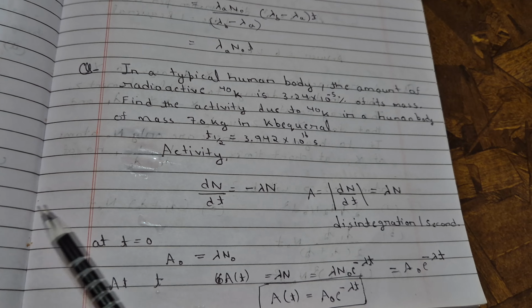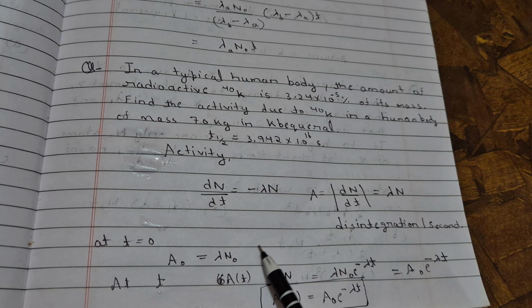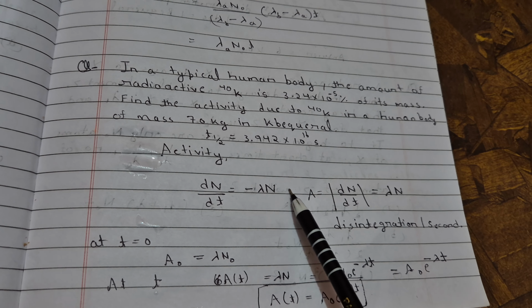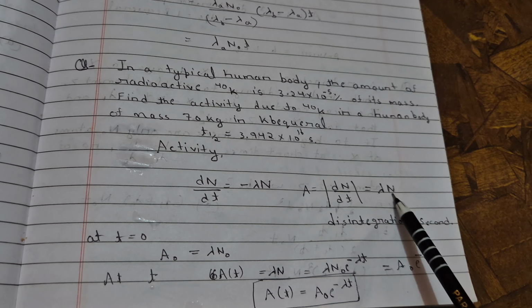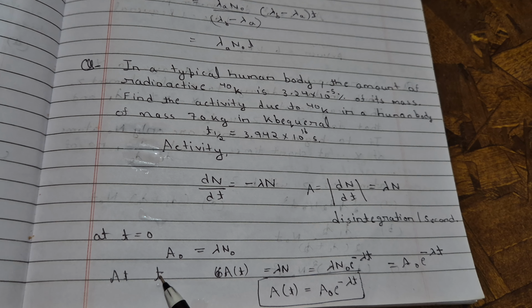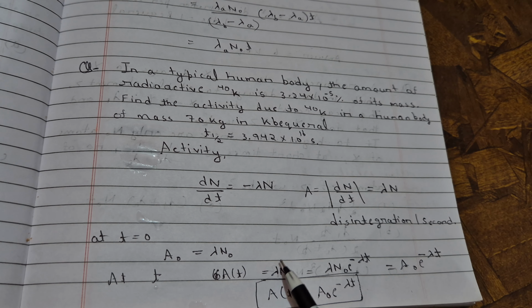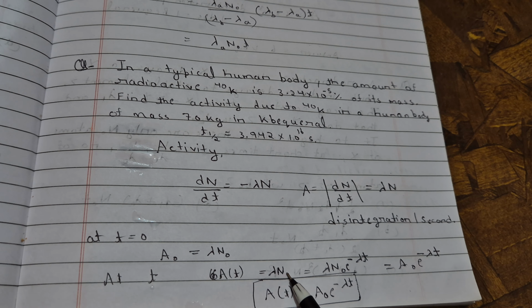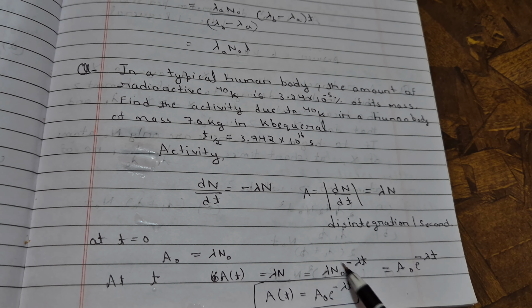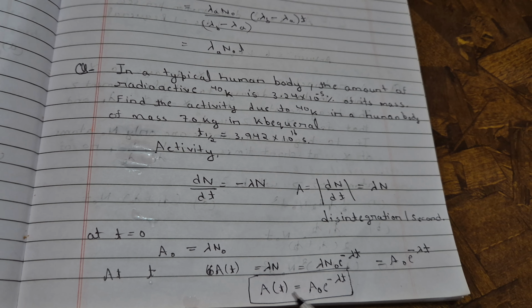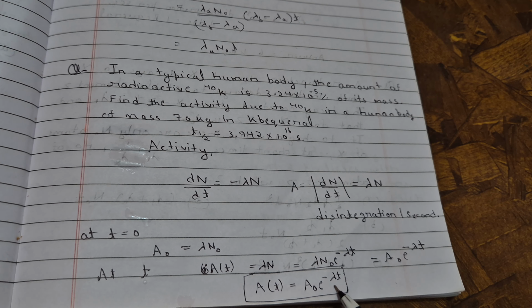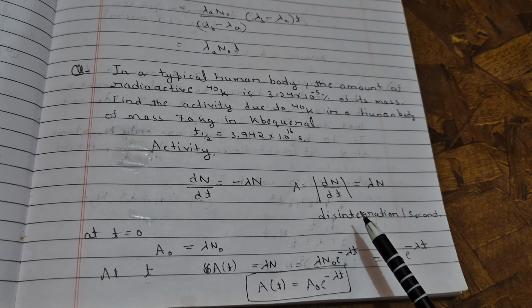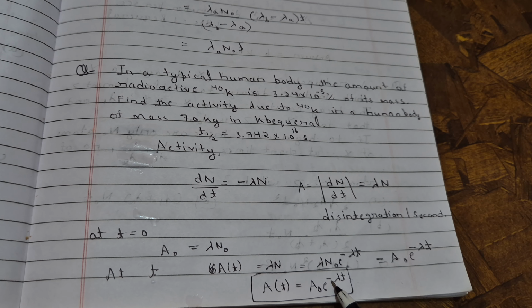So let's find the equation for activity first. At t equal to 0, activity is simply lambda N naught, that is dN by dt equals lambda N naught. Now at a particular time t, it will be lambda N. Now you know N is simply N naught exponential minus lambda t, and lambda N naught is described as A naught. So A t will be A naught exponential minus lambda t. This is the equation you must remember wherever you need to use the activity.